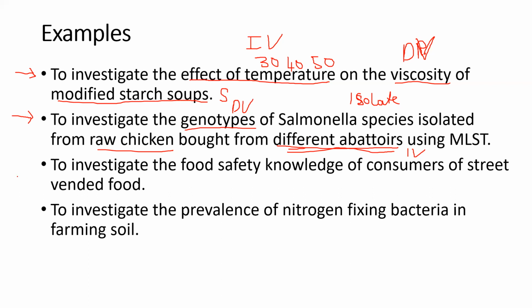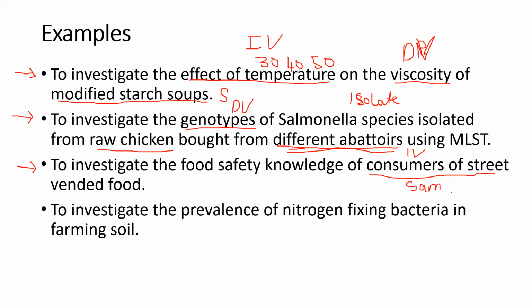Okay. Now we move to the next one: to investigate the food safety knowledge of consumers of street vended food. Okay, this one looks like survey research. So what are we investigating here? For survey research, you remember that we also need to start with what our sample is. Where is our sample? Our sample will be consumers of street vended food. That will be our sample for the survey study.